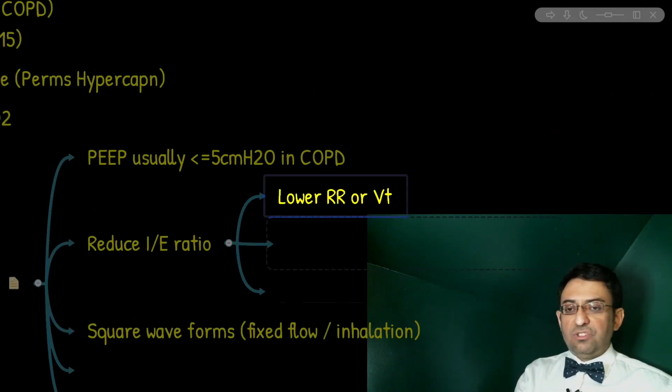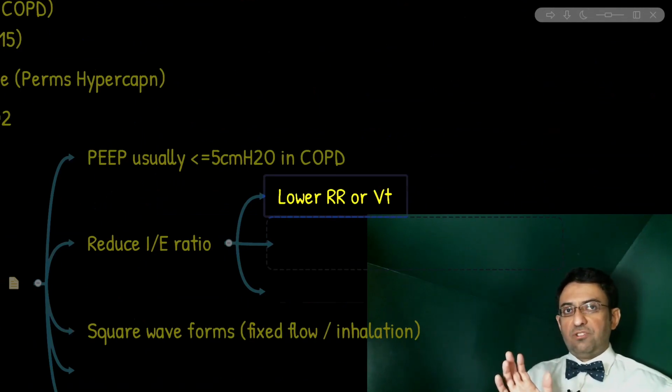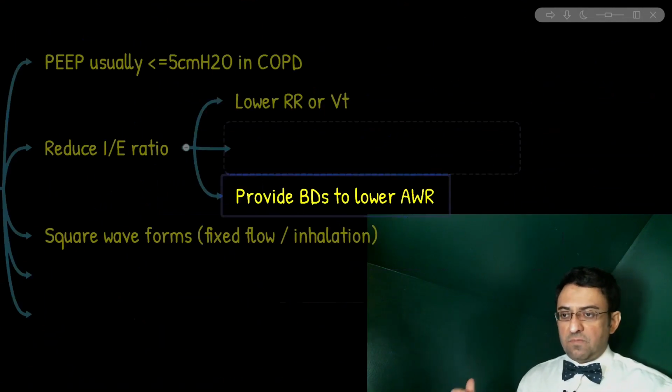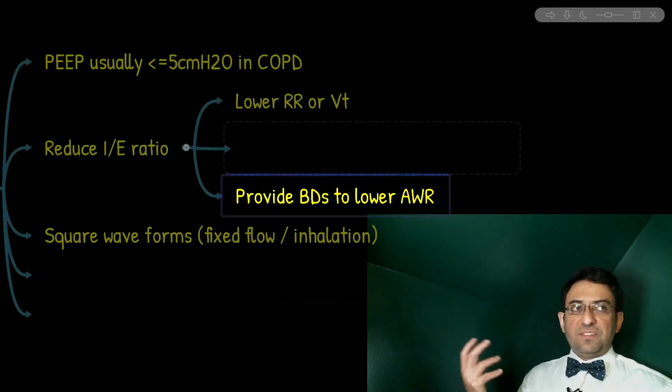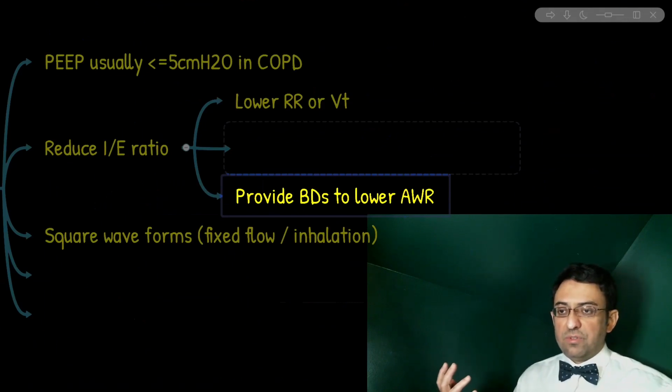Well, one is to lower the respiratory rate, given the fact that the larger portion of the respiratory cycle is dedicated to expiration at normal conditions. In lower respiratory rates, we will have prolongation of expiratory time and therefore further reduction of I to E ratio. The second strategy is to facilitate expiration, and that is by providing bronchodilators to reduce airway resistance.